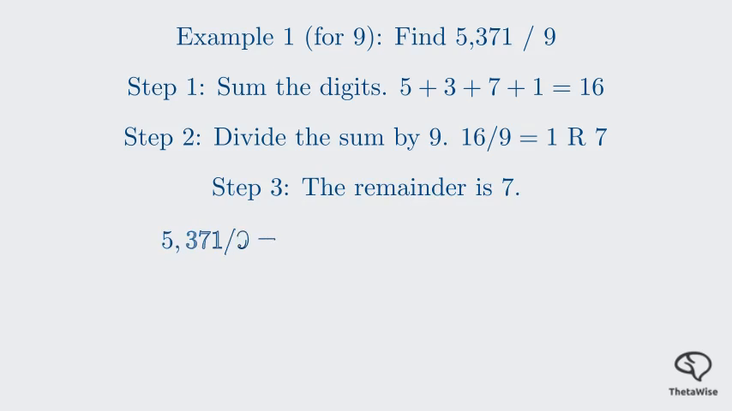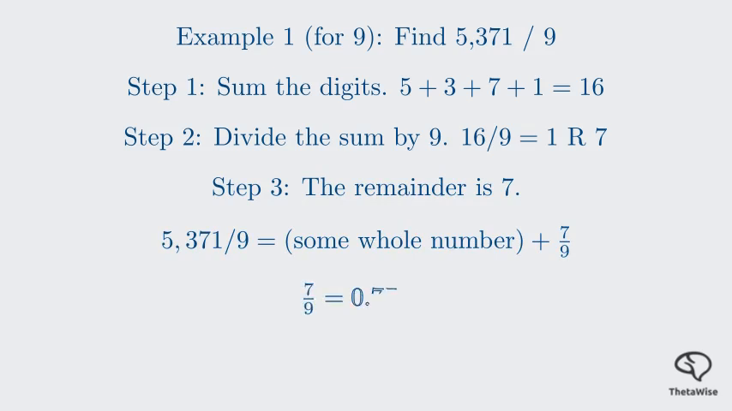So 5,371 divided by 9 equals some whole number plus 7/9. To find the decimal, we divide 7 by 9. This gives us 0.777. So the decimal part of our answer is 0.777. Let's try another one for 9. Find 1,000 divided by 9.